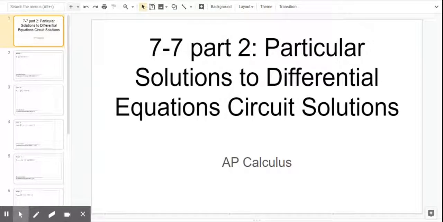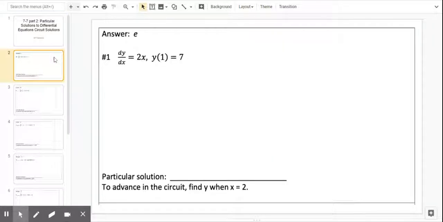All right, so we have some more separable differential equations. This time it's particular solution, so we're using separation of variables again, but this time we've got that added step of solving for C. So this is another circuit activity, so we start with number 1 and then go where that takes us.